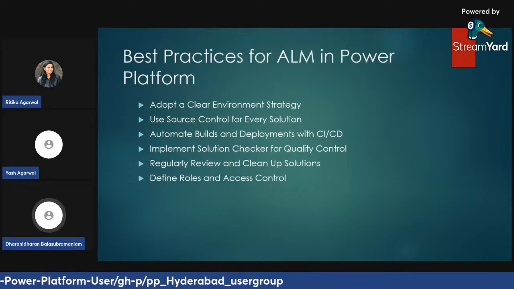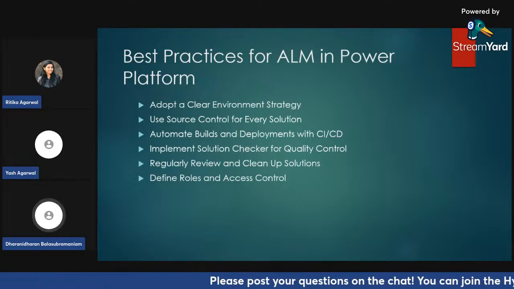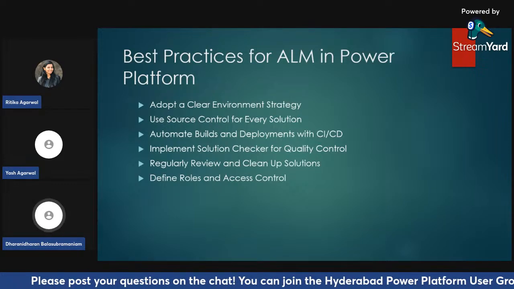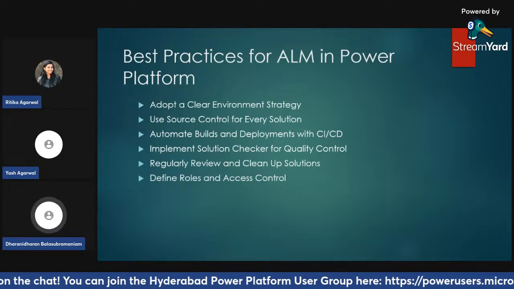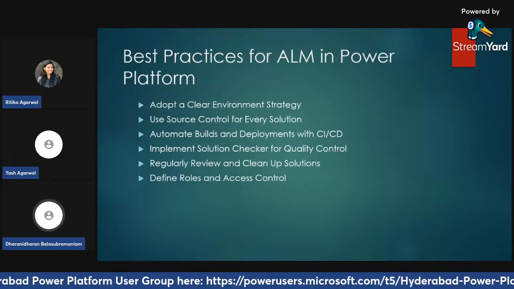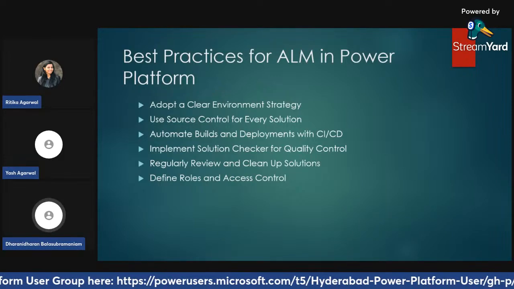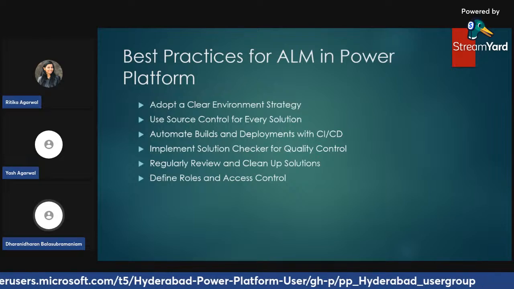And regular cleanup should be there. We always need to review the solutions to remove the unused components and follow clear naming conventions. Sometimes, if you try to add a component into a solution and include all the metadata or all the dependent components, for one table it will end up adding sometimes 12 tables in the backend. So we always do regular cleanup to make sure unnecessary components are not getting added into the solutions.